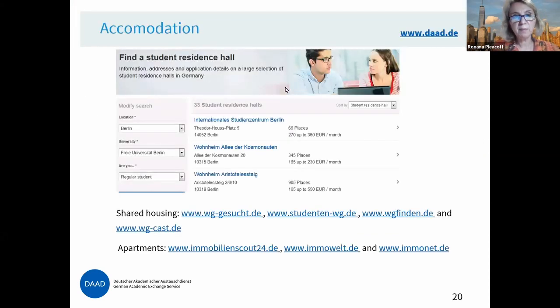And this is also something that you can look at later at your own leisure. It's a resource for accommodations in Germany. And you can see you can actually reach that through the DAAD website.